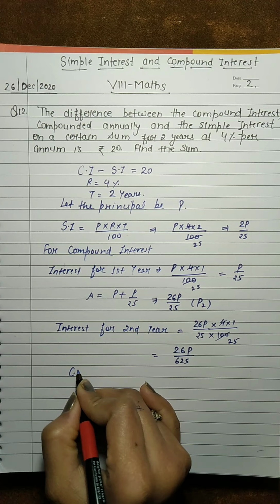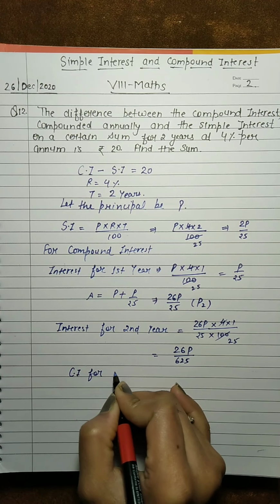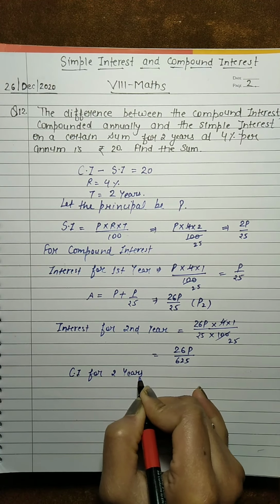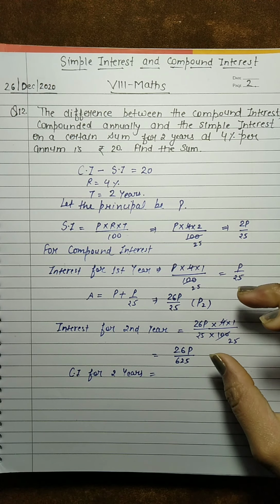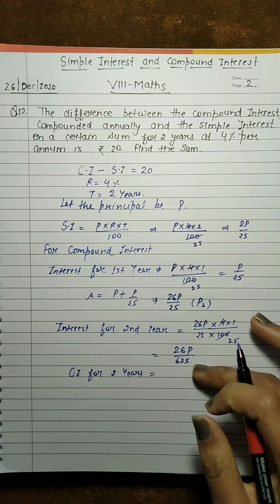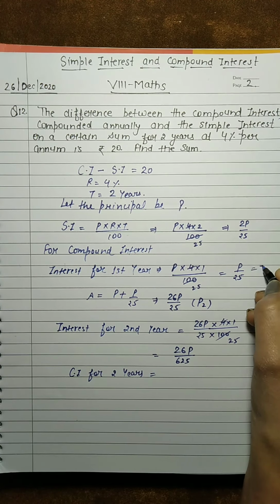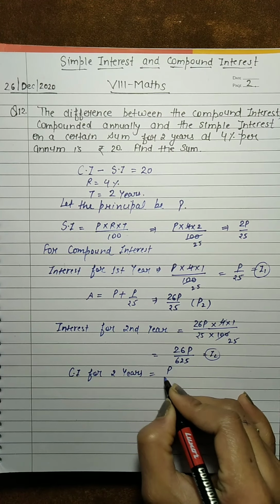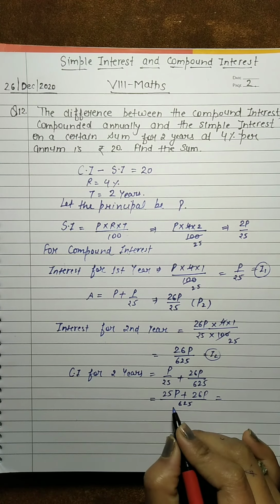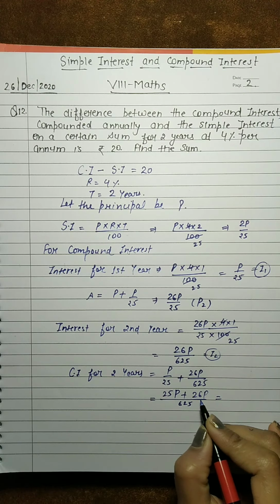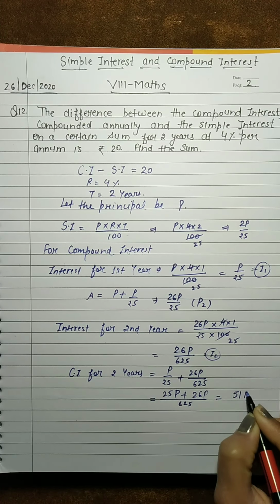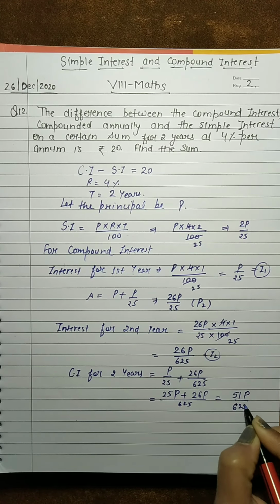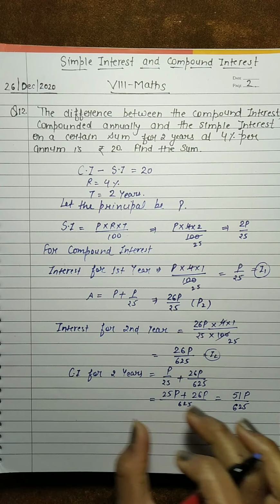Okay, now compound interest for 2 years, that will be interest for 1 year and interest for second year. Okay, because that is the interest for 1 year, that is the interest for second year. Okay, so we can add them. So students, we have 25P plus 26P, that is 51P upon 625. Okay, so that is the compound interest for 2 years.